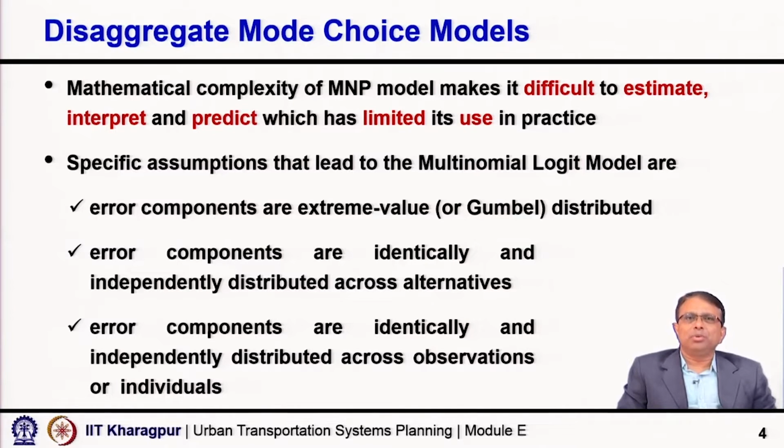Second, error components are assumed to be identically and independently distributed across alternatives. Third, error components are assumed to be identically and independently distributed across observations or across individuals. Observations come from individuals, right. In this case, it is the behavioral data that we collect and try to analyze. So, we can think that the error components are identically and independently distributed across observations or individuals.